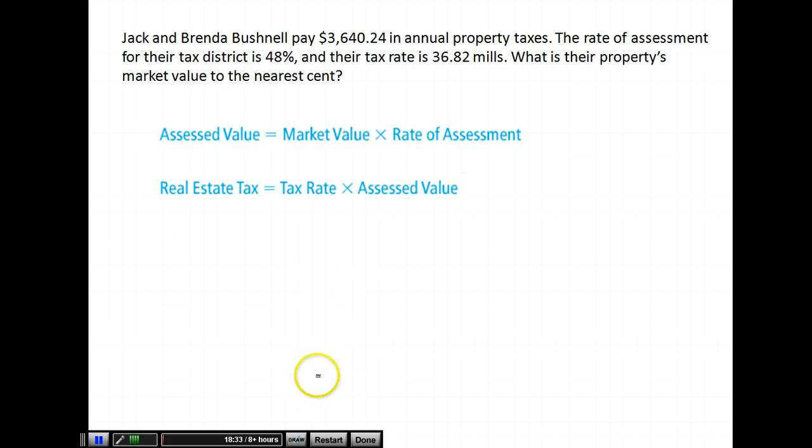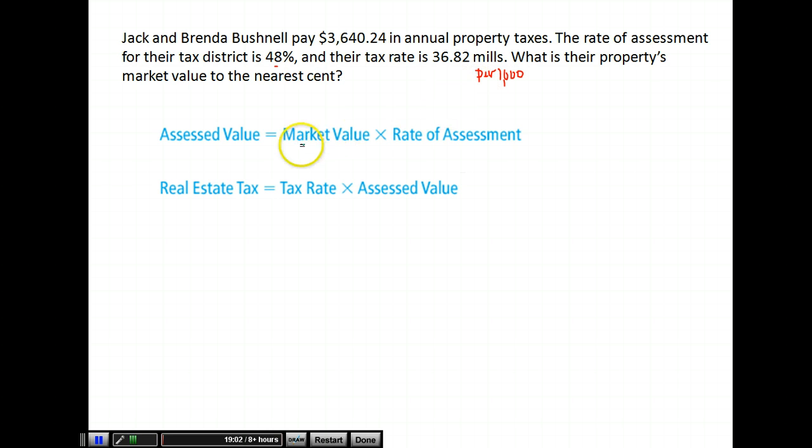Okay, these questions are a little bit backwards, and we kind of have to work in a roundabout way for this first question. It says Jack and Brenda Bushnell pay $3,640.24 in annual property taxes. The rate of assessment for their district is 48%, and their tax rate is 36.82 mils. Mils means per $1,000. Okay. What's their property's market value?